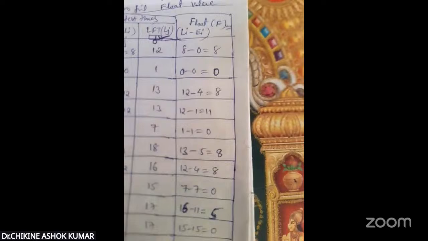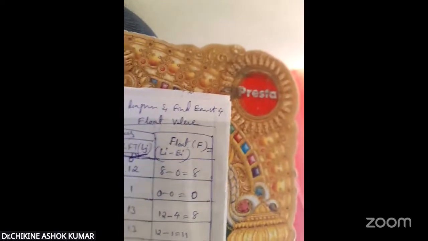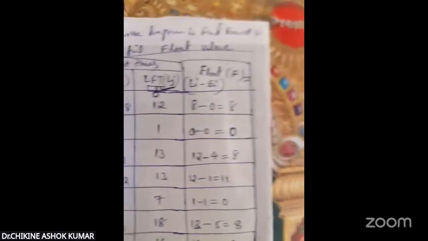So all these are the float values. Is it visible? All these are the float values for corresponding activities. 1 to 2, I got float is 8. 1 to 3, I got float is 8. Next, similarly 2 to 4, I got it is 8. Okay. 3 to 4, 11. 3 to 5, 0. 4 to 9, 8. 5 to 6, 8. 5 to 7, 0. 6 to 8, 5. 7 to 8, 0. 8 to 10, 0. 9 to 10, it is 5. Okay, these are the complete float values.